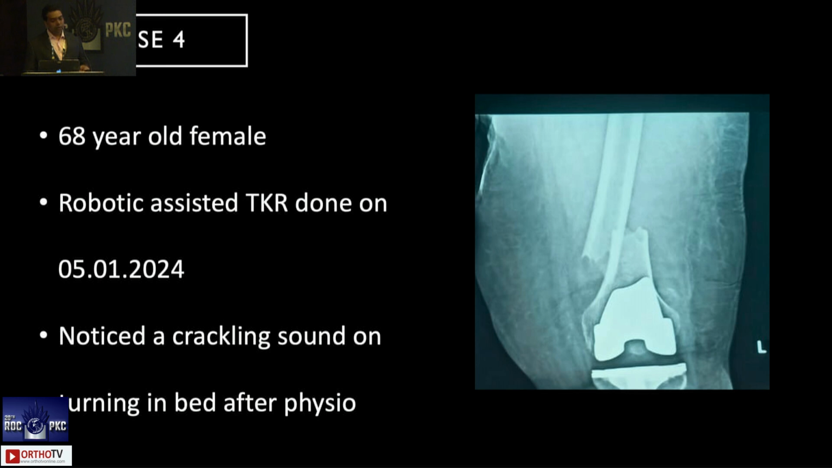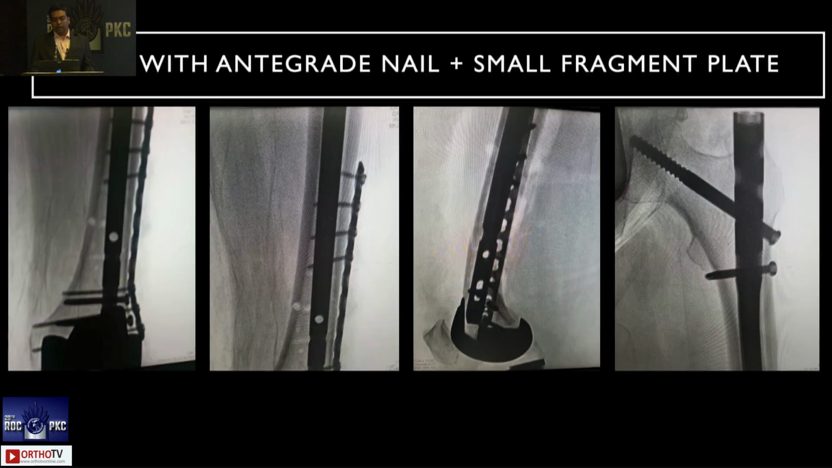Again, the last case was done on the 5th of January, 10 days ago. The patient landed up; after physio, she turned in bed and heard a crackling sound, getting a distal femoral shaft fracture, a transverse short oblique fracture. It was managed yesterday. We fixed this fracture with an antegrade intramedullary nail and a 3.5 system with some screws. We could get an anatomical reduction to load the fracture, load the construct and the fixation here.